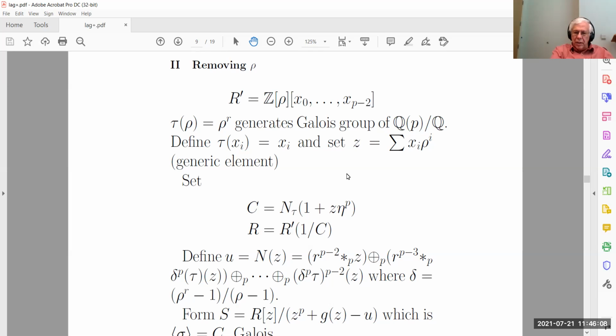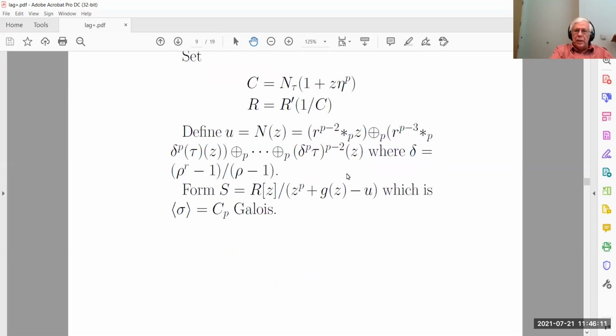And now I have to tell you in this case what I need to invert. What I need to invert is 1 plus this generic element Z rho eta to the p, take the tau norm of that, which I will point out is just really inverting all of the tau conjugates of that element. And then I am going to write down this horrendous object, which would take way too long to justify, this N of Z. That whole mess, where the delta in that formula is rho to the r minus 1 over rho minus 1, so it's the sum of powers of rho, and is a unit.